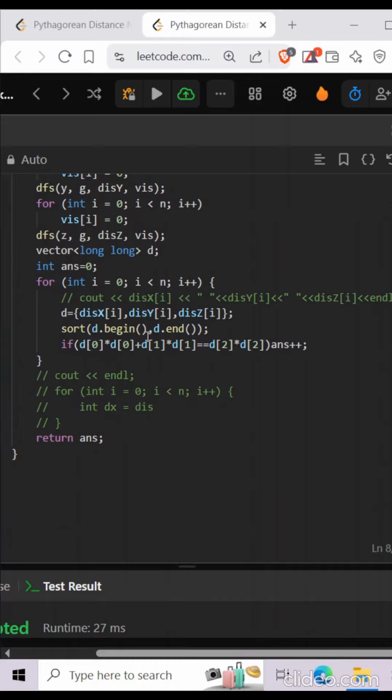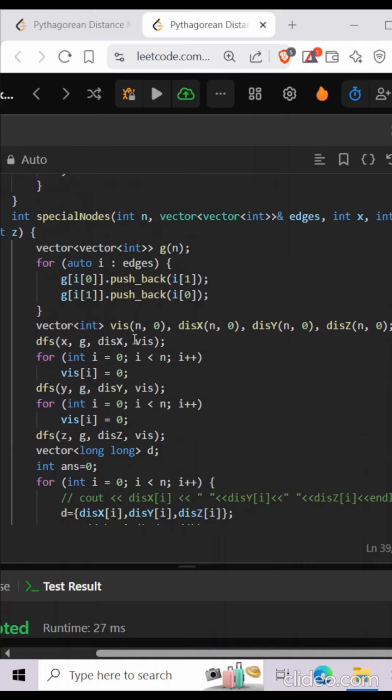At last, I'm iterating over all the nodes, and I'm taking a D array that will have the distance from x, distance from y, and distance from z, and I simply sort them. After sorting, I check whether D of 0 square plus D of 1 square is equal to D of 2 square or not. If that's the case, I update my answer by 1 and continue. And finally, I'm returning the answer as my final total count.